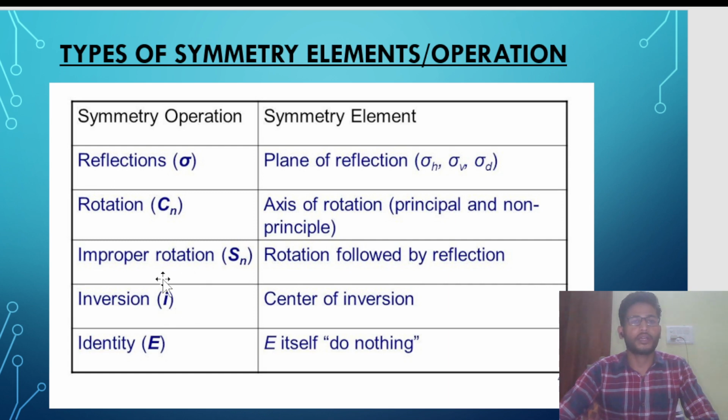Another symmetry operation is inversion, denoted by i, and it is related with the symmetry element center of inversion. And the last symmetry operation is identity. It is related with the symmetry element E itself, or doing nothing.